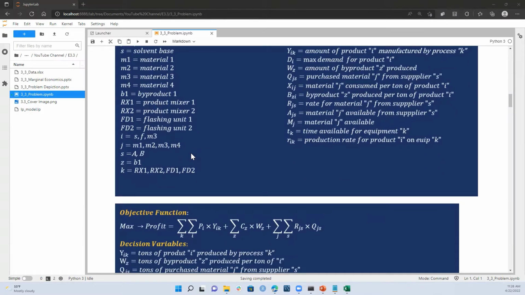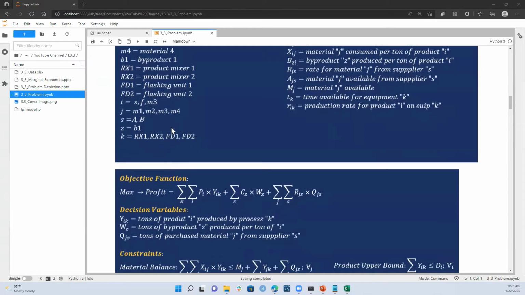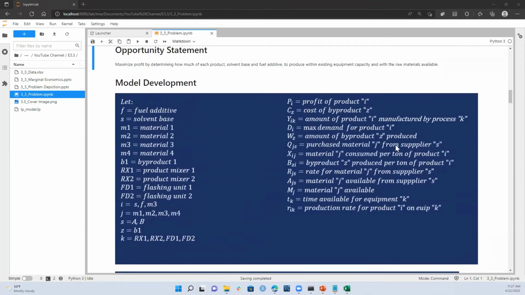We're going to let I represent a set of products that we make or manufacture in our processes, which includes the solvent base, the fuel additive, and material 3. And we're going to let J represent the set of material inputs to our processes, which includes materials 1, 2, 3, and 4. We're going to let S represent our suppliers of material 3, supplier A and B. And we're going to let Z represent a set of byproducts produced in our processes, which at this moment only includes byproduct B1. And we're going to let K represent the set of equipment involved or the set of processes for our facility, which includes both mixers and both flashing units.